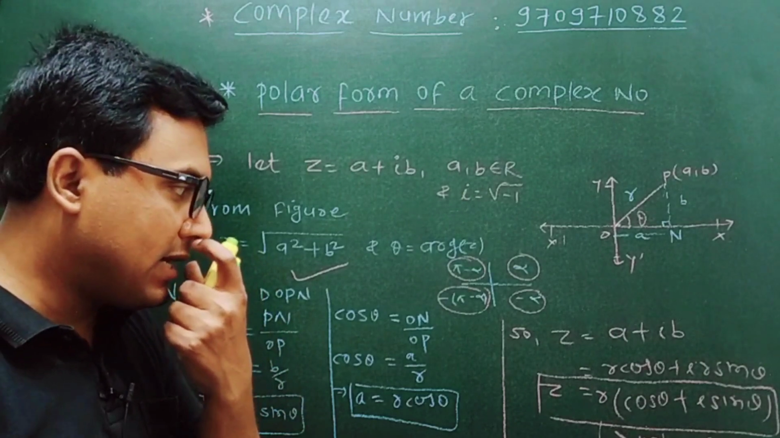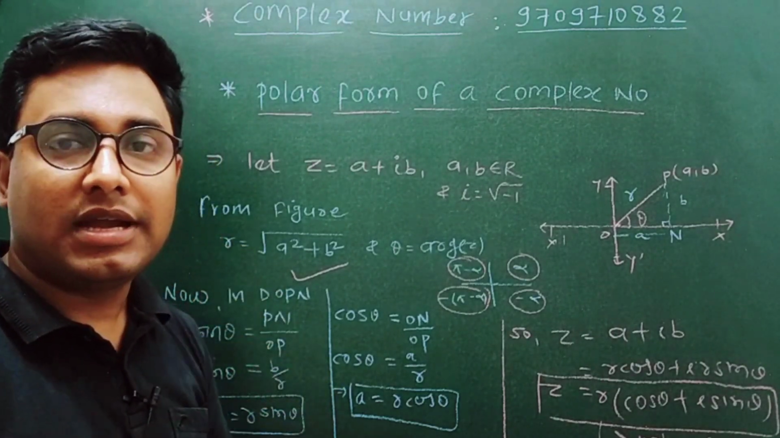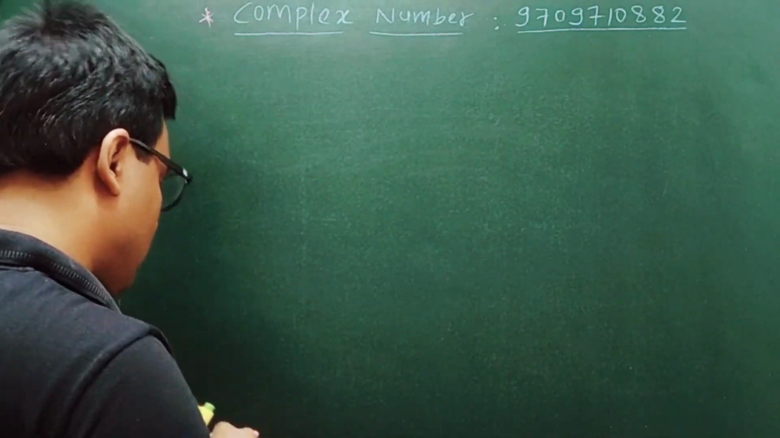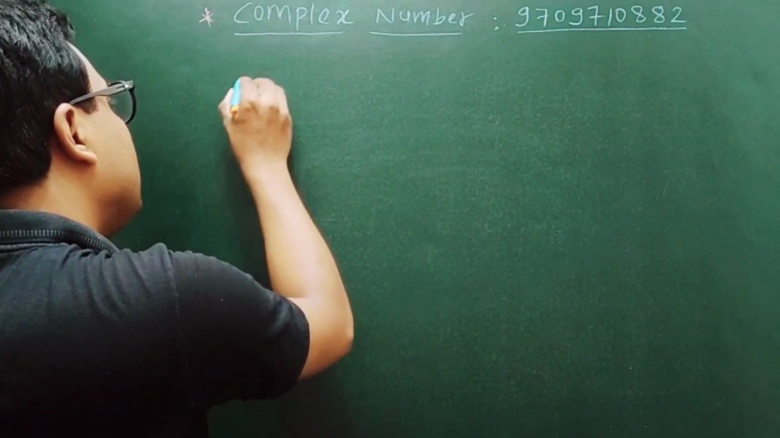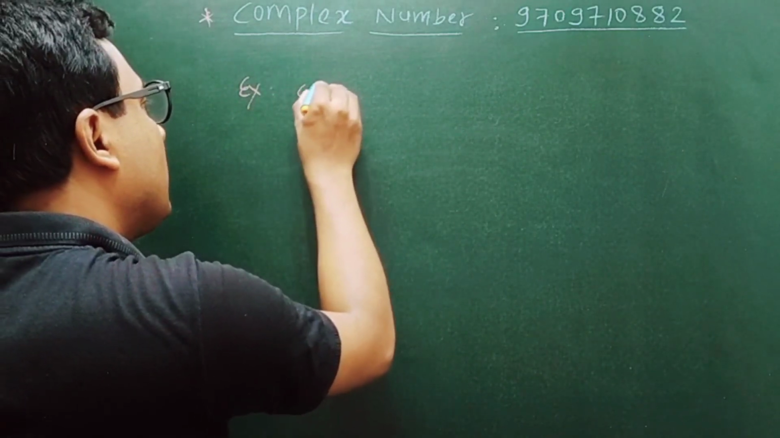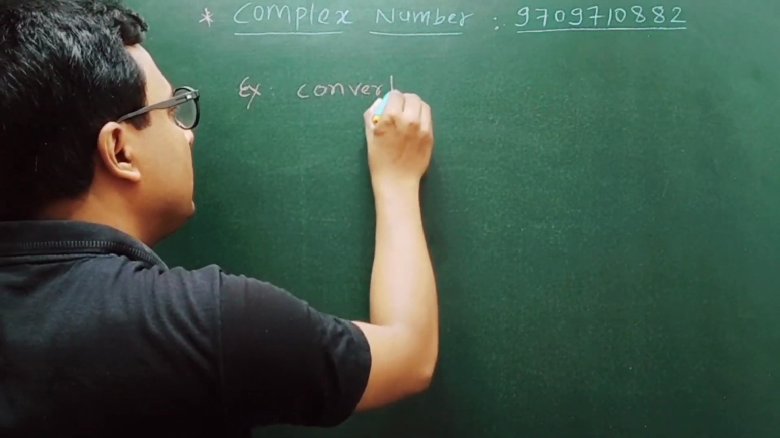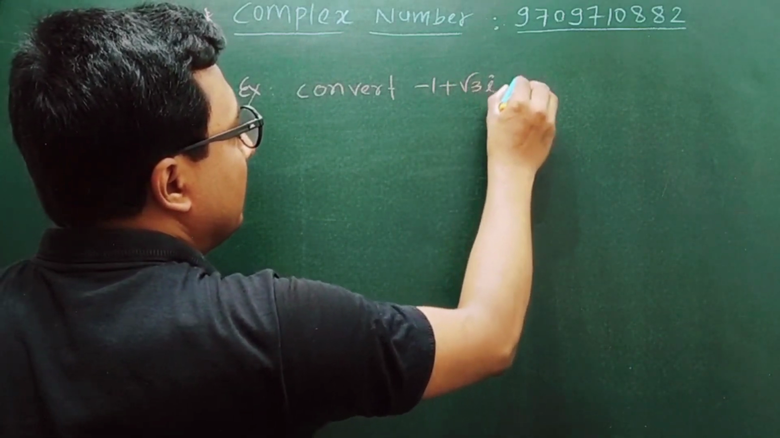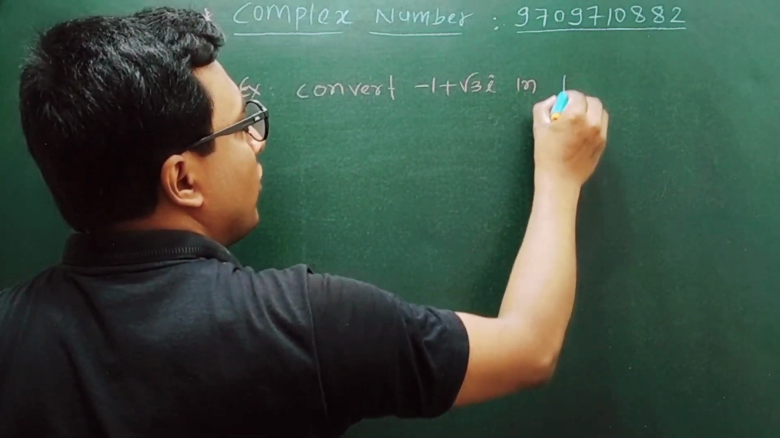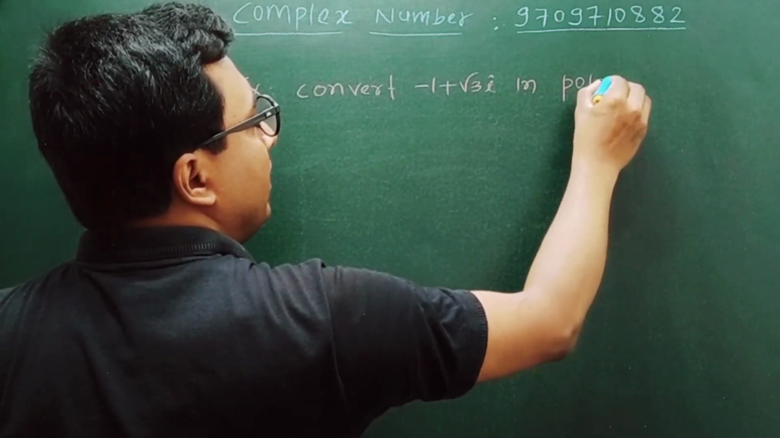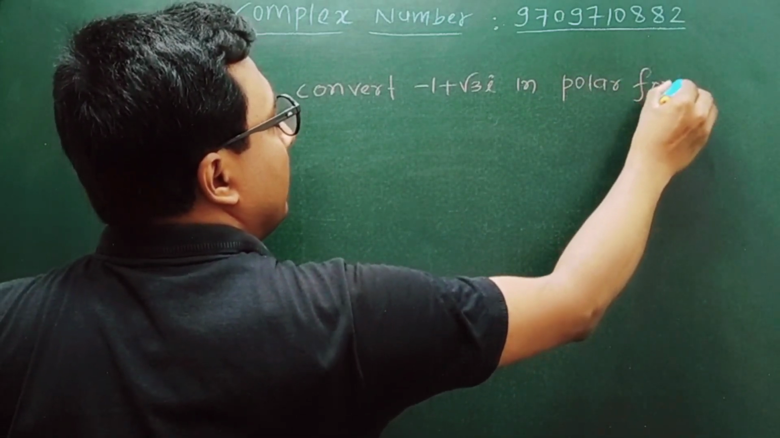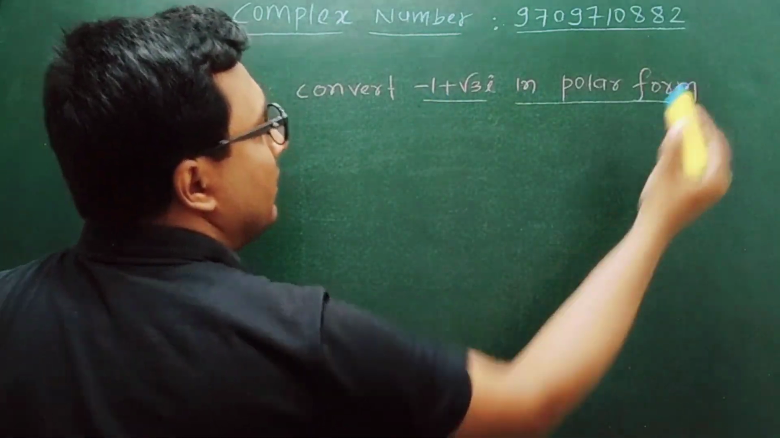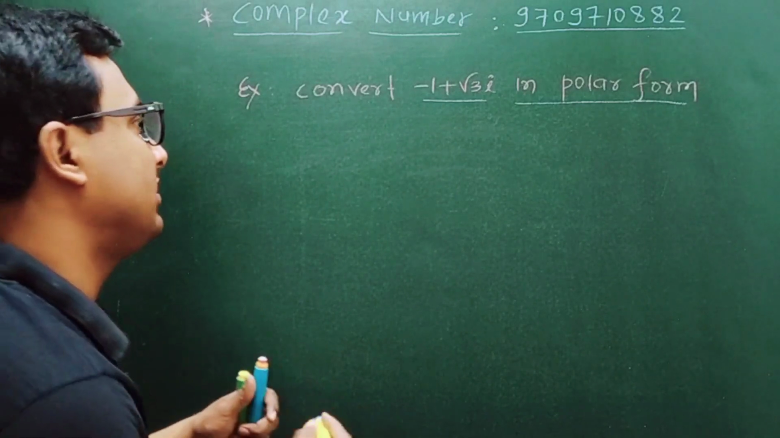Now we take an example on polar form and how to convert a Cartesian form into polar form. See here, example: convert root under -1 plus root 3 iota in polar form. Convert this in polar form, right? See here.